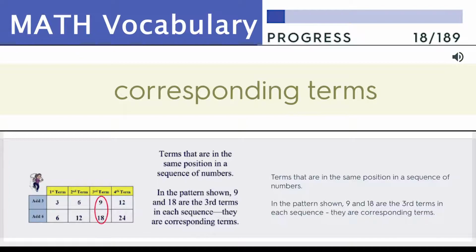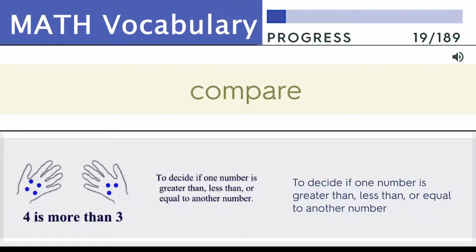Corresponding terms. Terms that are in the same position in a sequence of numbers. In the pattern shown, 9 and 18 are the third terms in each sequence. They are corresponding terms. Compare. To decide if one number is greater than, less than, or equal to another number.